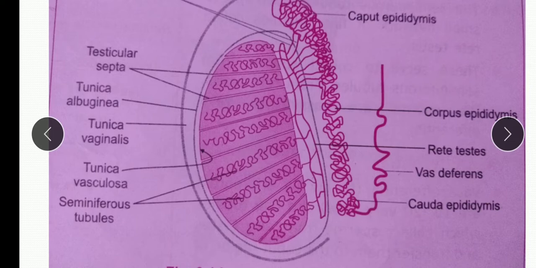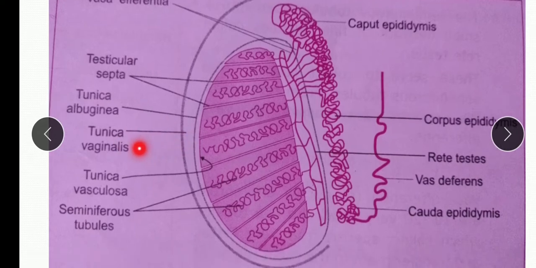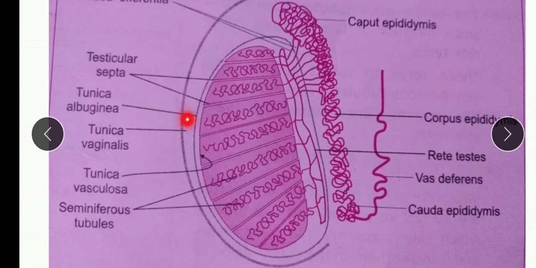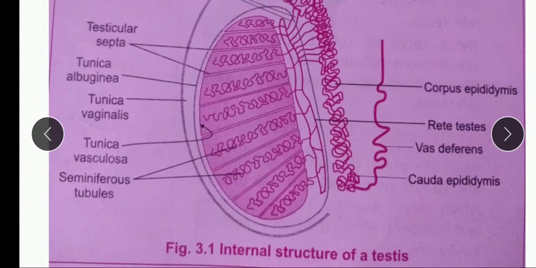The outermost covering is made up of 3 layers. What are the 3 layers? Here we will study the outermost layer, that is known as the tunica vaginalis. This is the outer covering. Then the tunica albuginea, that is the middle covering. Then the tunica vasculosa, that is the innermost covering, and this tunica vasculosa has a network of very fine capillaries together with connective tissue.